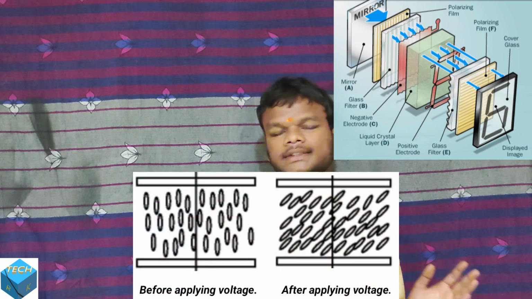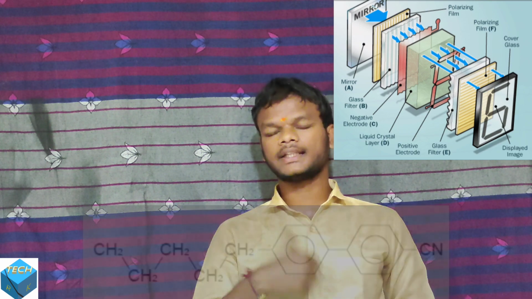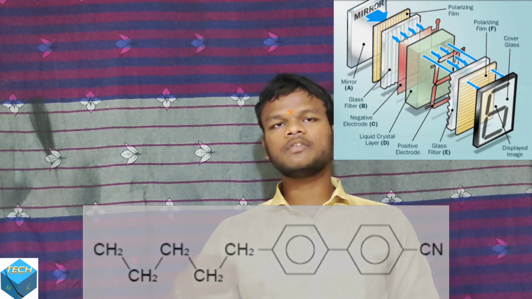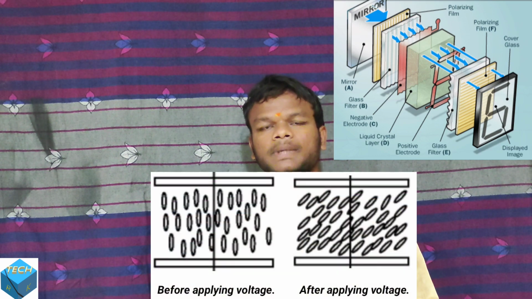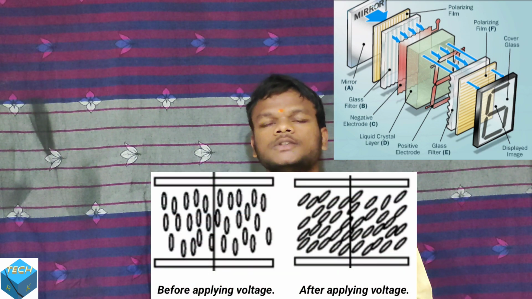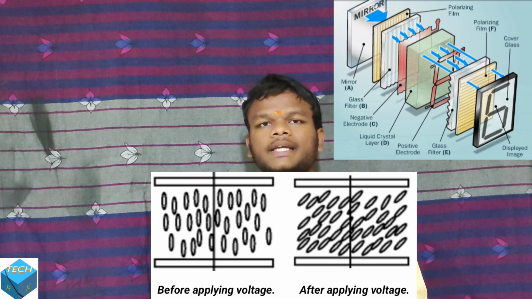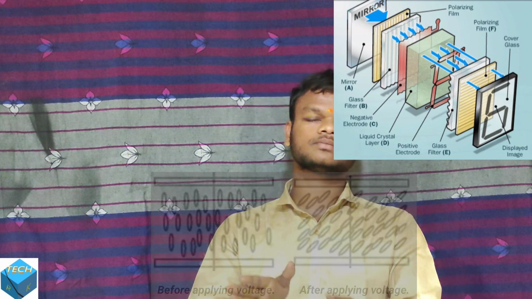What will happen here? When we apply voltage to the electrodes, the pixels in the liquid crystal layer get energized. That means the liquid crystal has some molecules, like CH2 molecules. Those molecules' alignment changes when we apply the voltage. These molecules have a structure like this. So the alignment of molecules in the pixel changes when we apply the voltage to the liquid crystal layer.